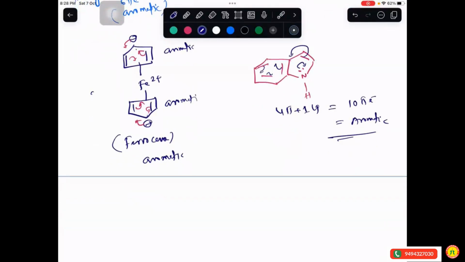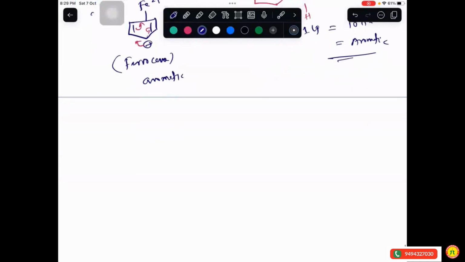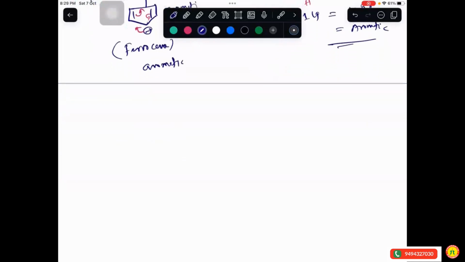Next we will see a previous year question, what kind of question they asked in the exam. I am giving the one marker question here. Try to answer this one. Which of the following is not an aromatic compound? Already I discussed this one.